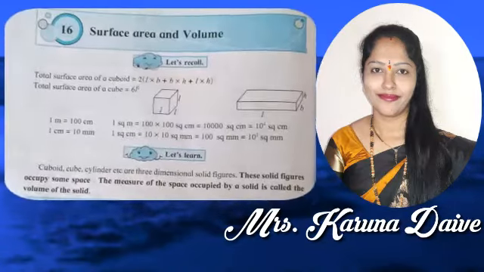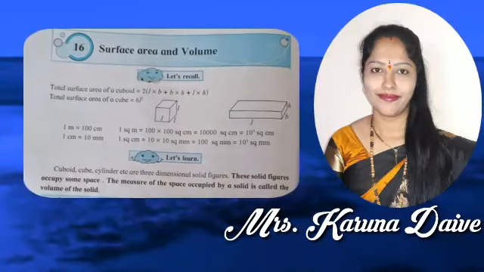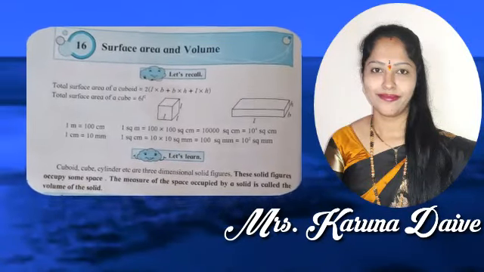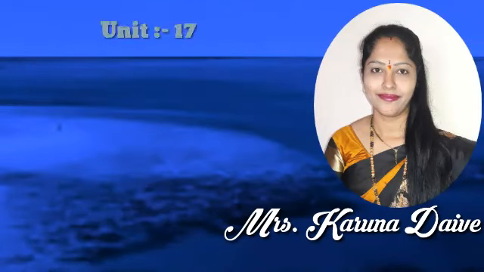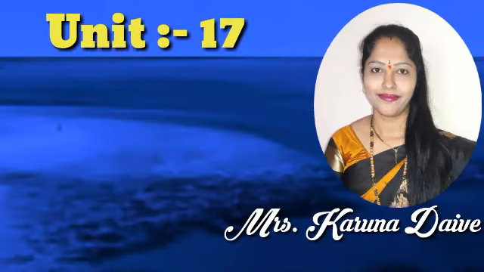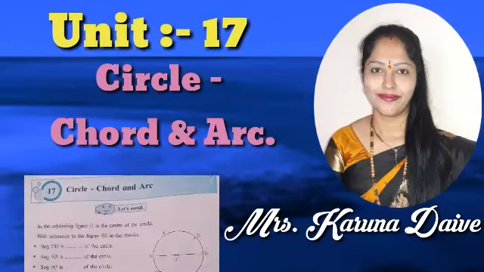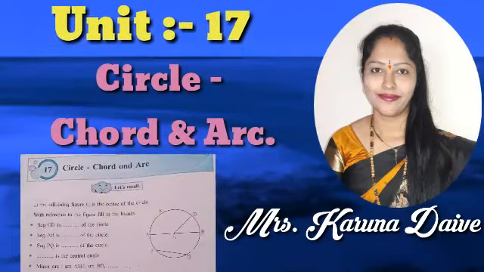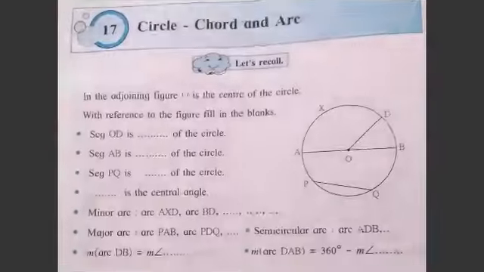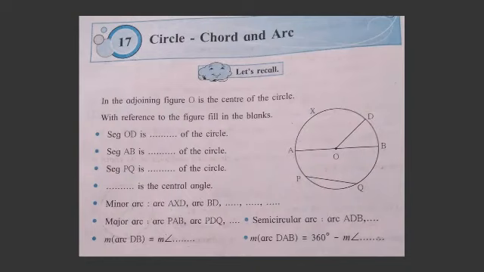Friends, in our last lecture, we have already finished our unit number 16, that was surface area and volume. But here is time to learn the last unit from the syllabus, that is unit number 17, circle, where we are going to learn about chord and arc. So students, let's start our last unit, which is given on page number 114. The unit is circle, where we are going to learn about the chord and arc.